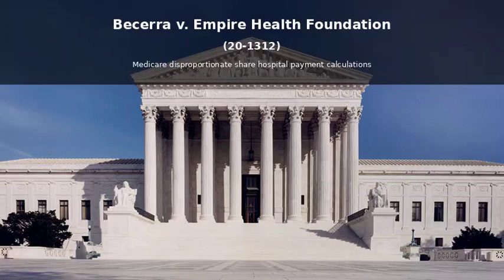Empire Health Foundation challenged HHS's interpretation of the phrase "entitled to benefits under Medicare Part A," arguing that only patients actually receiving Medicare Part A payments should be counted. HHS interpreted the phrase more broadly, to include all patients who met the basic eligibility criteria for Medicare Part A, regardless of whether they were actually receiving payments. The broader interpretation resulted in a larger denominator and therefore smaller DSH payments.